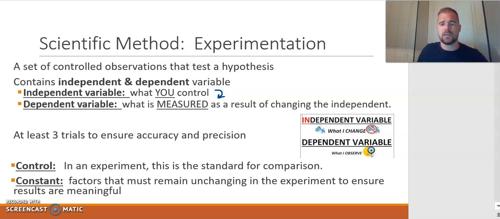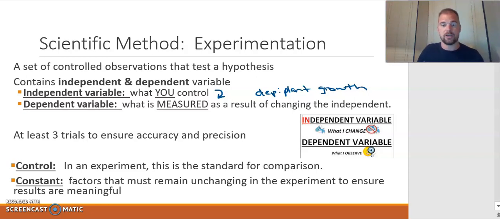Let's think about an experiment where I wanted to measure plant growth. Right? I have a garden, okay, in my backyard, and I want to see what are some things that would ultimately affect plant growth of anything that I was growing in my garden. Okay? That's the dependent variable. That's what I'm measuring. That is what I'm observing.